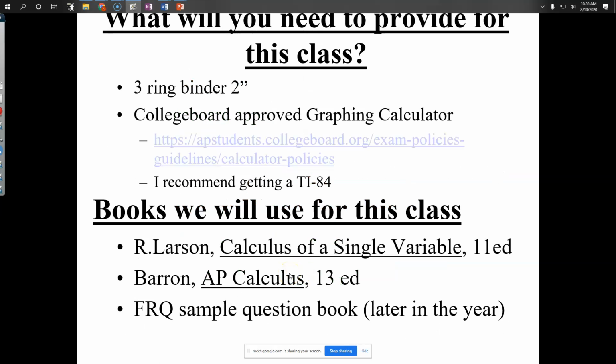So what do you need to provide for this class? Well, you should have a 3-ring binder, 2 inches at least. We are going to be taking notes. Although I do have some books I'm going to ask you guys to pick up from the library. They're not ready to be picked up yet. I don't use the books as your primary source, though. They're more of a secondary source. The primary source is your guys' notes, and that's why I want you to have a 3-ring binder. You need a place to keep your notes.